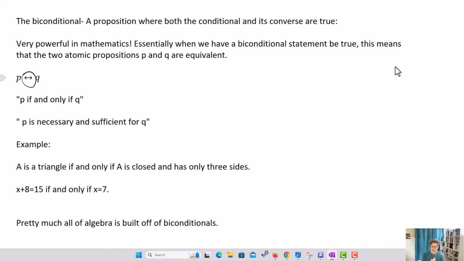So let's see another example. X plus 8 equals 15 if and only if x equals 7. So if I know that x plus 8 equals 15, then I also know that x equals 7. This is always true. If I substitute 7 in for x, I get 7 plus 8 equals 15. If I subtract 8 from both sides, I get x equals 7. So you can see that these two statements are in fact equivalent statements. For one to be true, the other one has to be true. And pretty much all of algebra is going to be built off of conditionals.